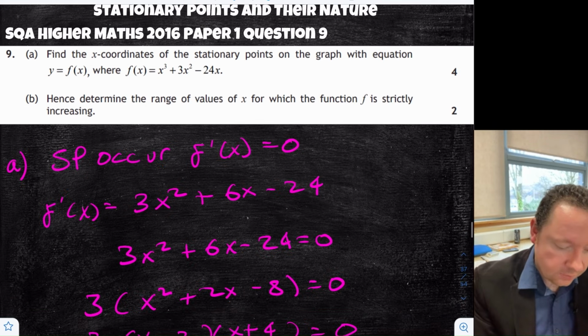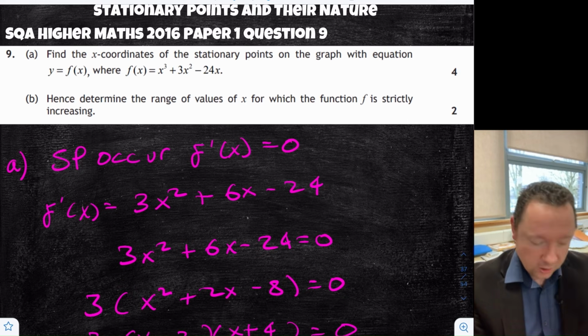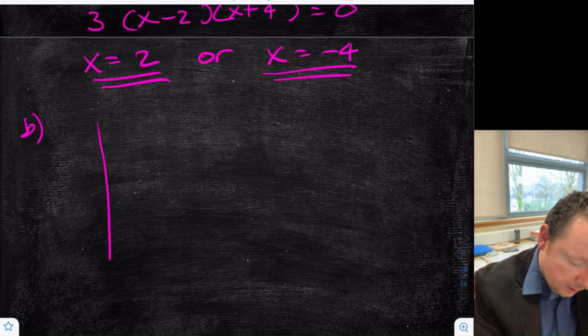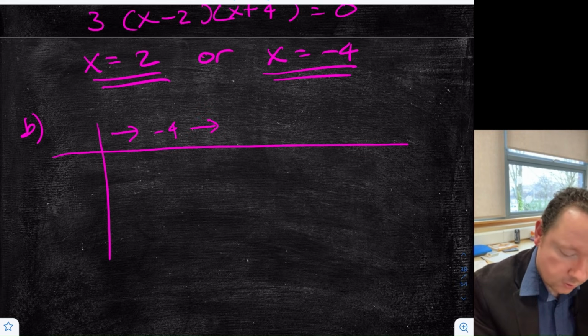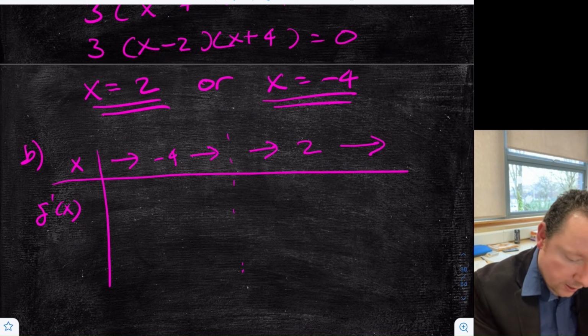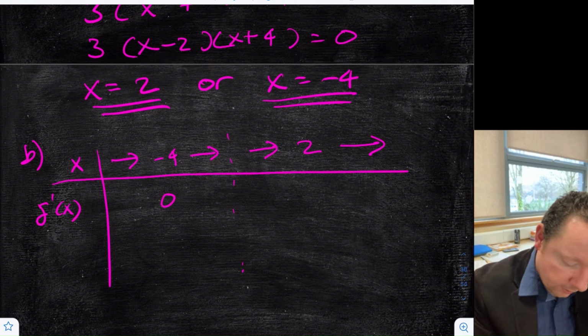Part B, hence find the range of values of x for which the function is strictly increasing. So we're going to use a nature table for that. Looking at our stationary points, it goes along and then hits minus 4, our first turning point, and then our second turning point along to 2, and then along. So that's x, and then looking at f dash x, we can just sub into this one in our heads really. So we know it's 0 here and here.